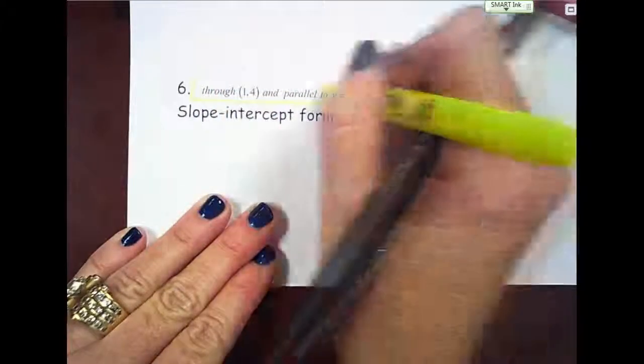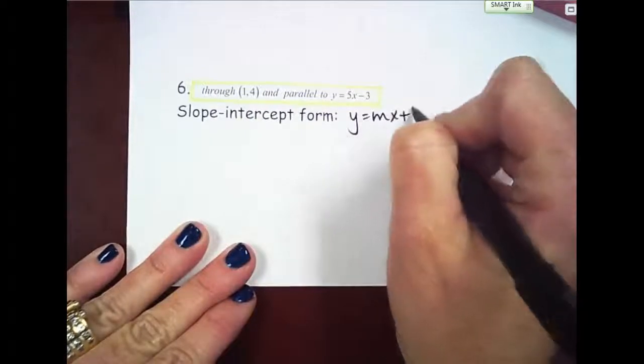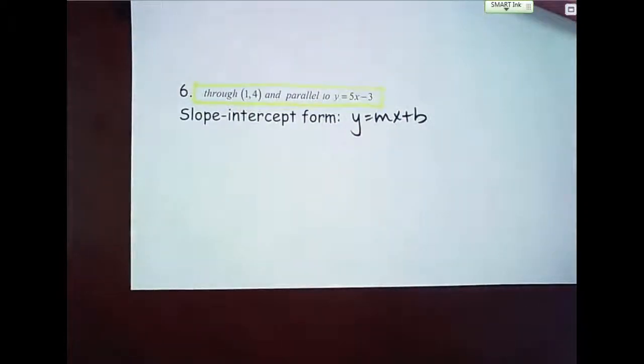Number 6. Slope intercept. That is the y equals mx plus b form. And this is a little unique. It gave us a point, and it wants us to have a line. So we're going to create a new line. But our new line has to go through 1, 4. It has to be parallel to the line they gave us. So what slope do I need to use in my new line?